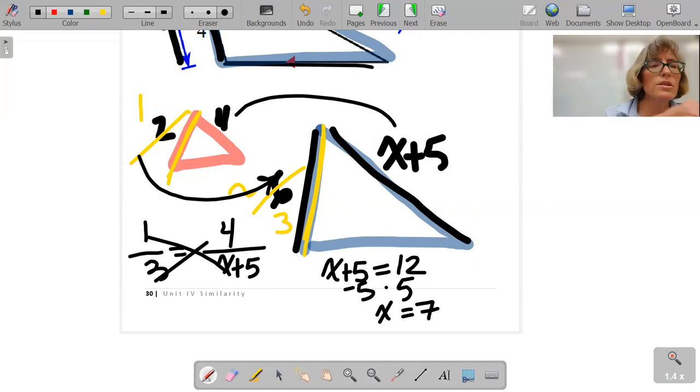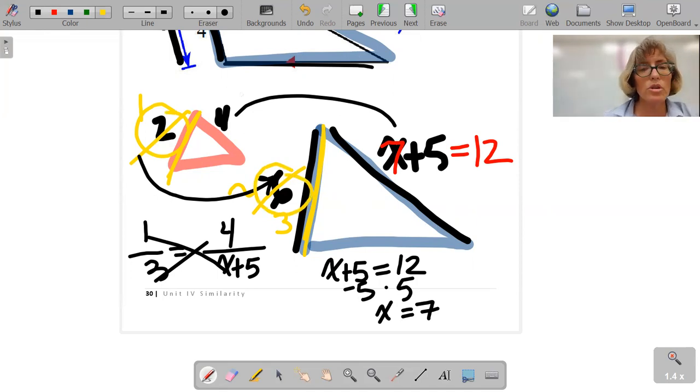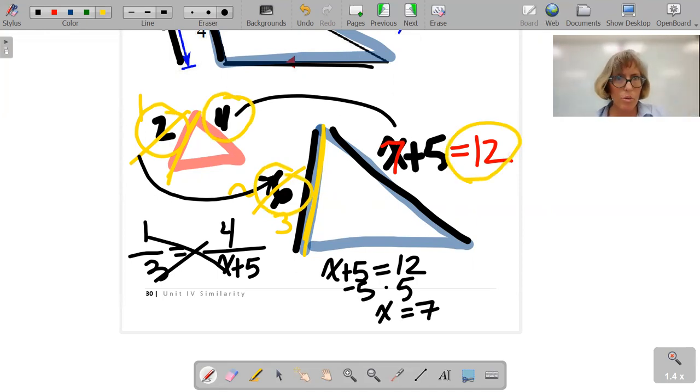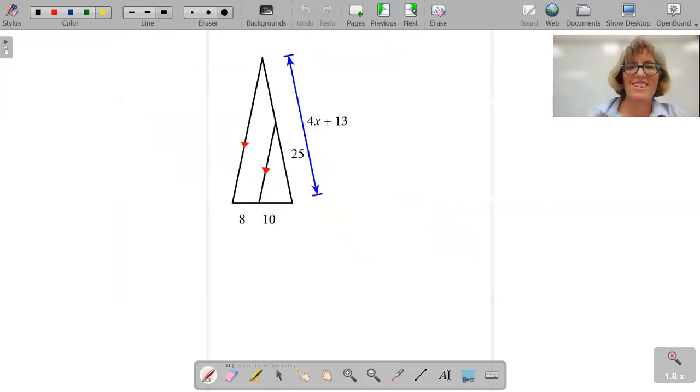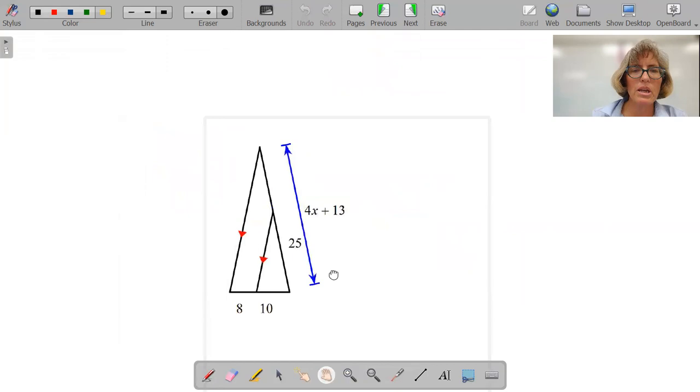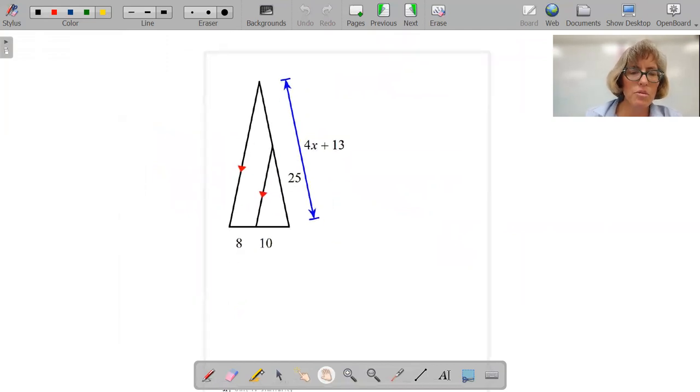What's really nice is you can test these. 7 plus 5 is 12. Now let's check. 2 to 6 is a 1-to-3 ratio. 4 to 12 is a 1-to-3 ratio. And kudos, you got that right. Match and mirror. Ready? Let's do another one.